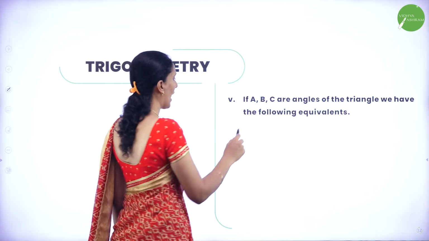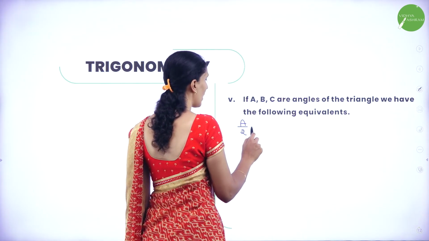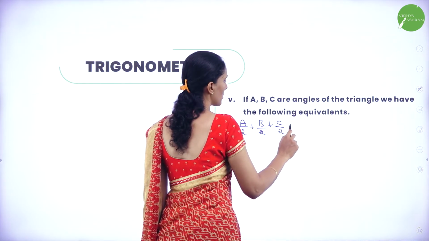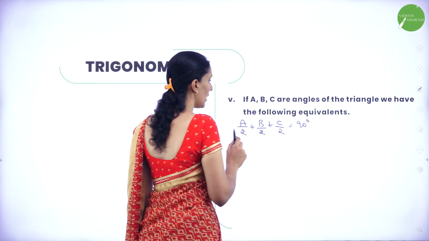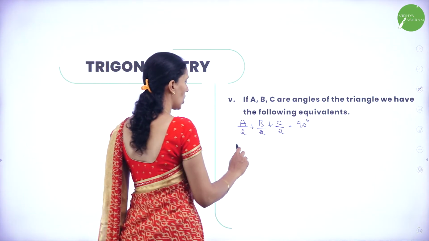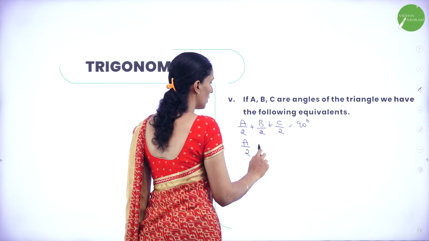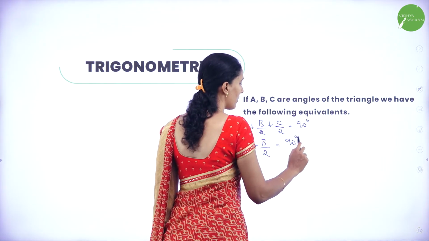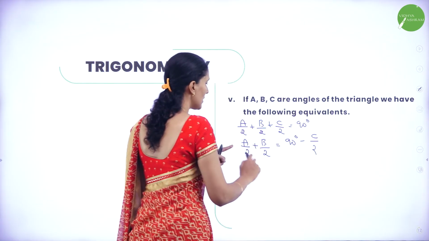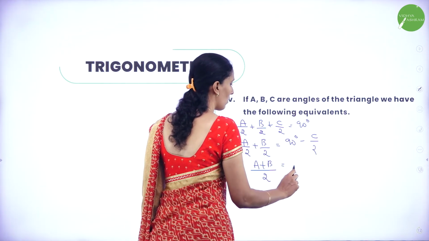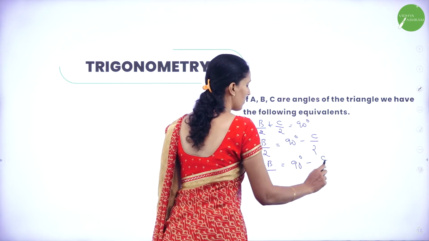Suppose the angles are in this form, that is half angle formula, A by 2 plus B by 2 plus C by 2 is equal to 90 degree. Then what is the formation of sine and cos? So A by 2 plus B by 2 can be written as 90 minus C by 2. This can be written as A plus B by 2 is equal to 90 minus C by 2.